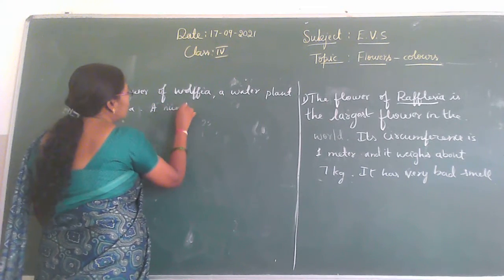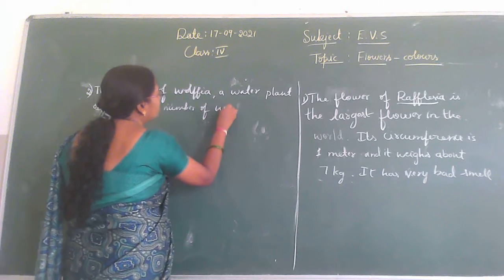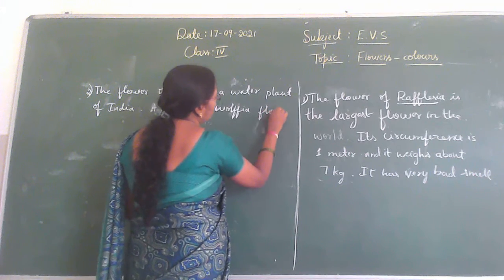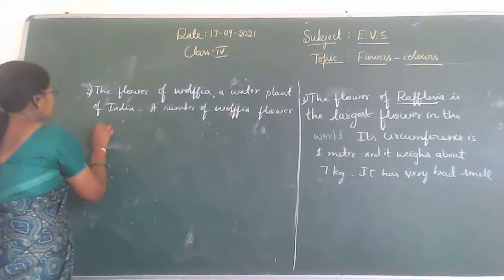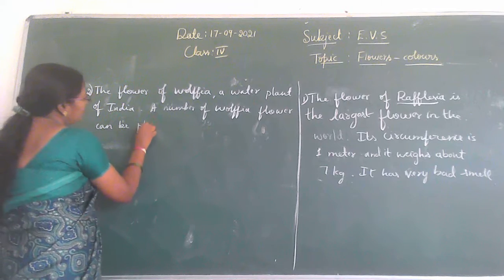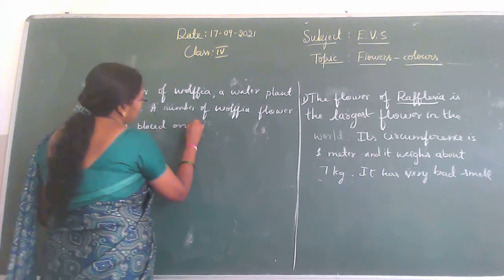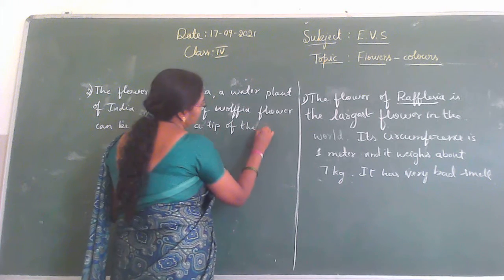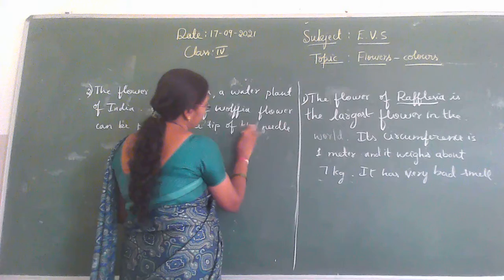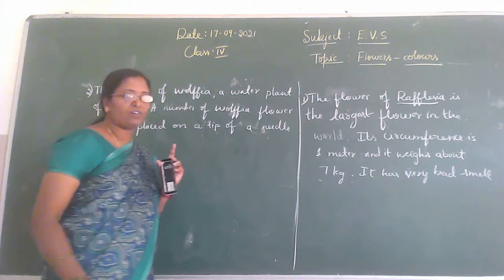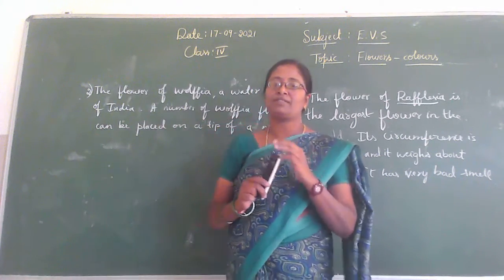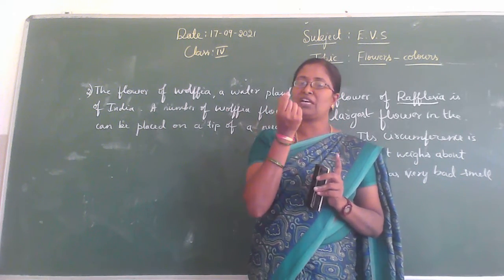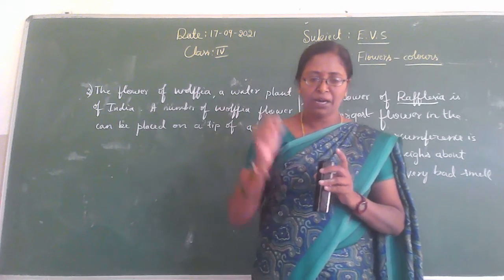A number of Wolffia flowers can be placed on the tip of a needle. On the tip of the needle, we can place many Wolffia flowers. Understand it, children? On the tip of a needle we can place as many Wolffia flowers as we want.